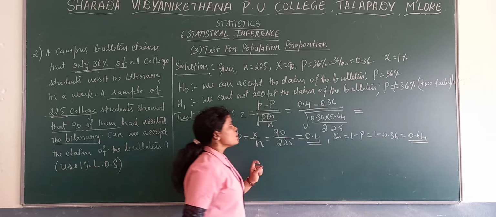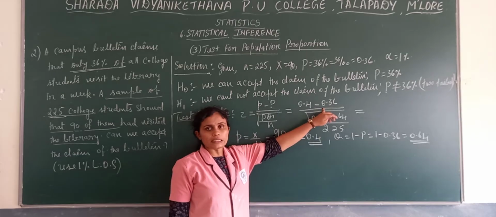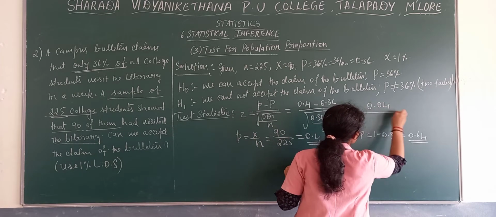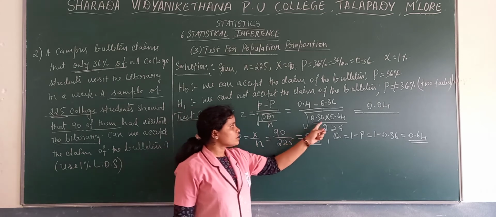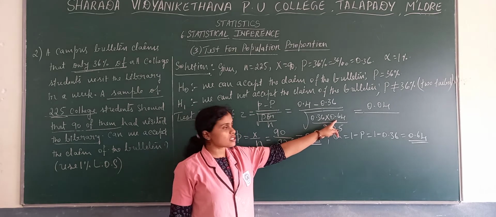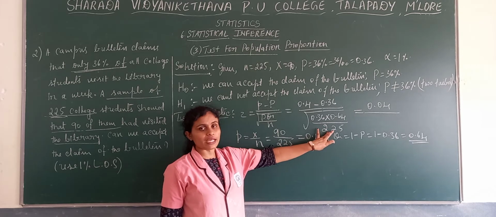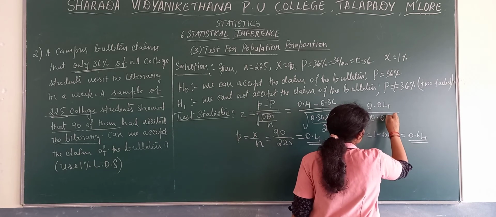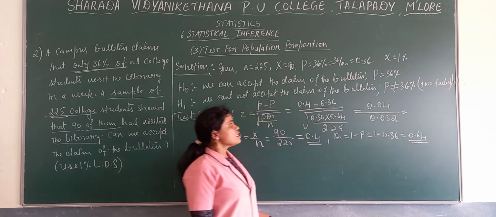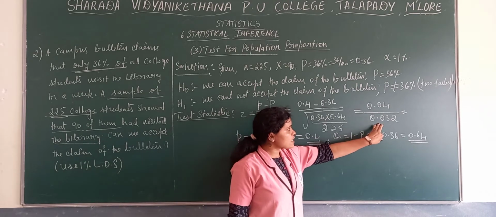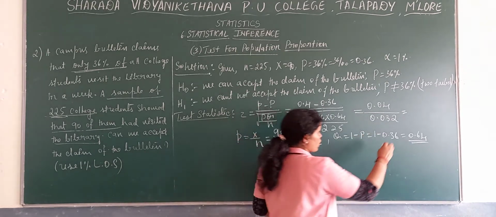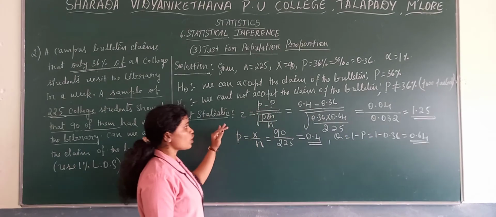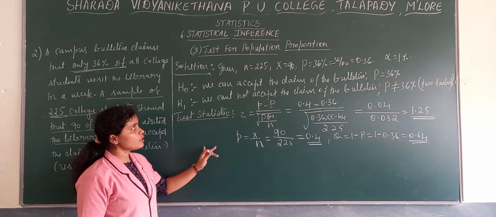Now 0.4 minus 0.36 we get 0.04, then divided by root of 0.36 into 0.64 divided by 225. When you take the root there you get 0.032, and 0.04 divided by 0.032 you get 1.25. This is the calculated value of the normal test for the population proportion.